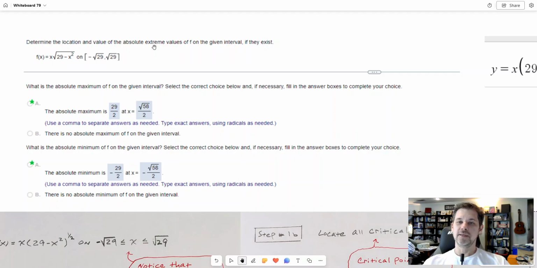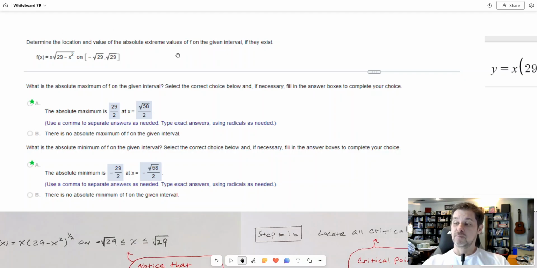By that, they mean that I'll consider this function and look only at it as it spans the x-axis from negative root 29 to root 29. And I'll try to find any points that visually, as far as vertical positioning on the graph, are the absolute highest or lowest. So that's a simple way to say it.